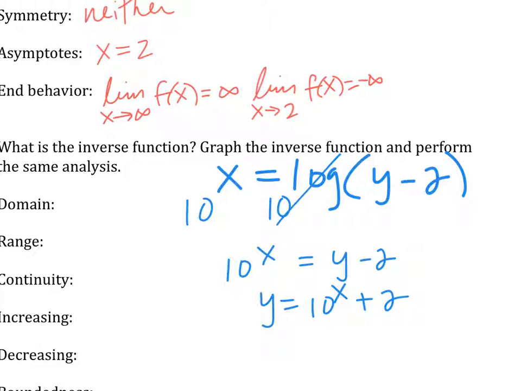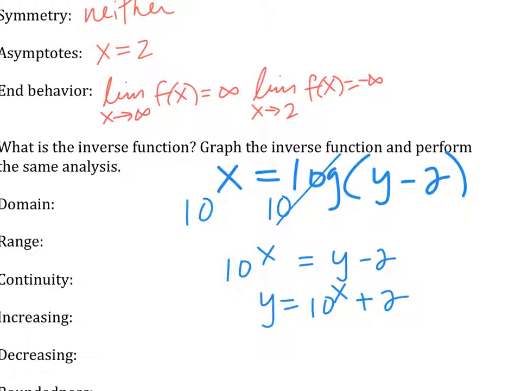A lot of it you can actually get without graphing, because the original graph and the inverse graph are always inverses of each other, meaning the domain and range switch, meaning everything switches. You just kind of swap. So you could do the analysis without graphing, but go ahead and graph it and do the analysis, and then we'll go over it together.